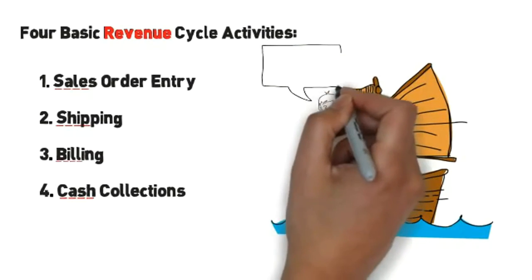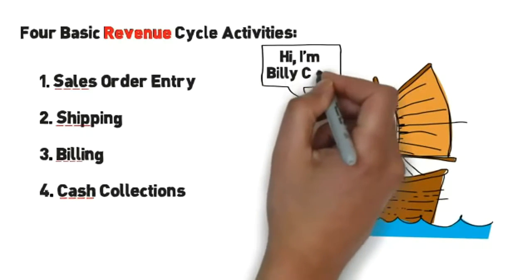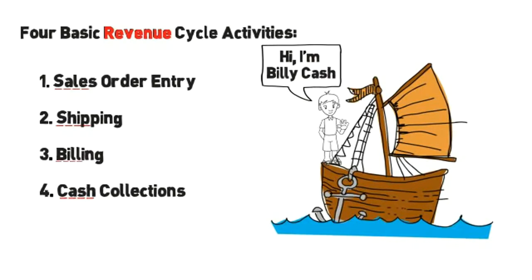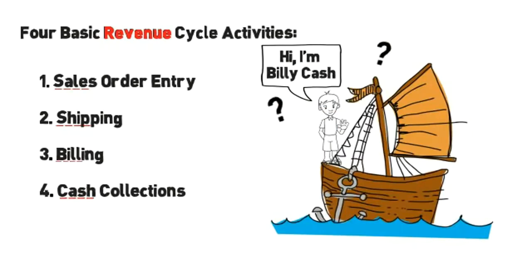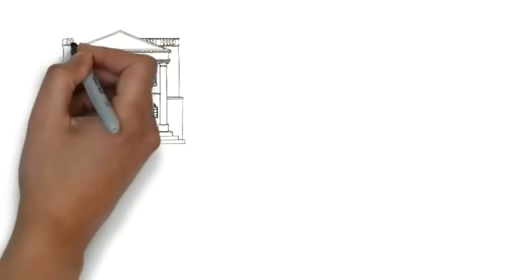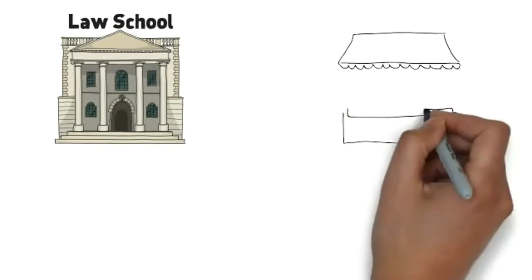Now I know what you're wondering. Just how much revenue does Billy Cash make? Well, we'll answer that later. First, let's look at an example of the revenue cycle in action. Let's say the law school orders J-Dogs for their graduation party.